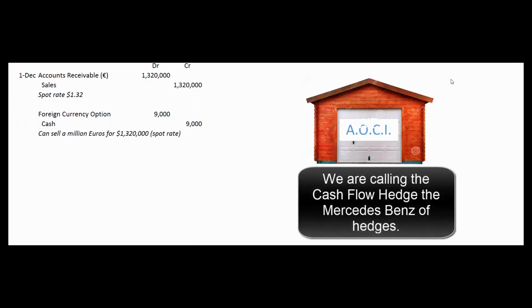So lastly, let's look at that option, but this time call it a cash flow option, the Mercedes-Benz of hedges, so that we can match up the timing differences dollar for dollar. Same entry here, book the sale. We've done that many times now. Put that foreign currency option on our books for $9,000 because that's what we paid for it.